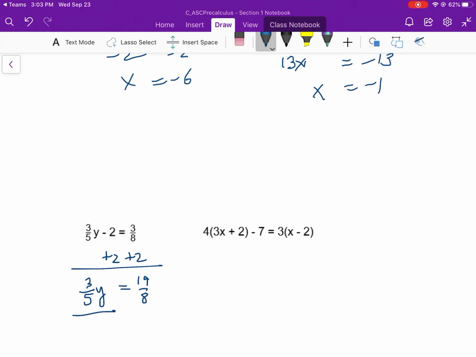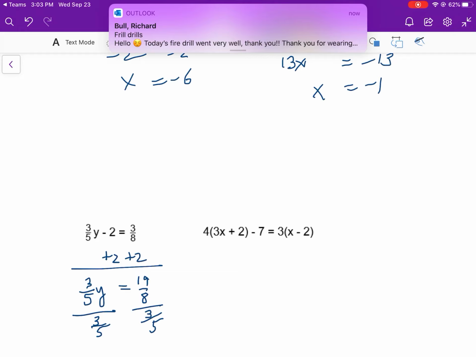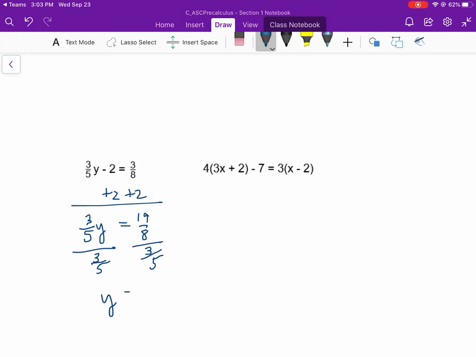Okay, and now I'm going to divide by 3/5. Using my calculator, dividing by 3/5 is, again, some crazy decimals, so I'm going to make it a fraction. So this says that y equals, unbelievable, but 95 over 24. I'm going with it, so there you go.